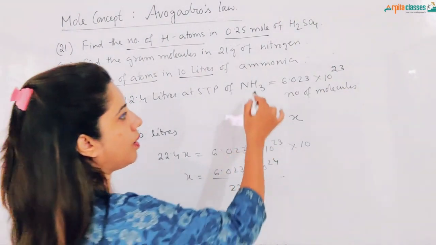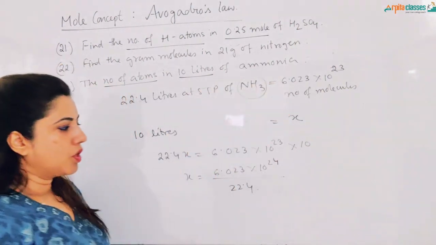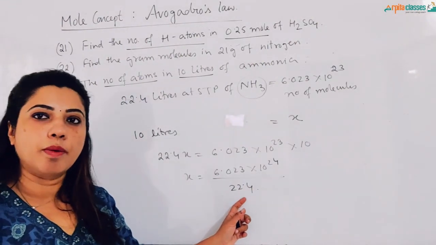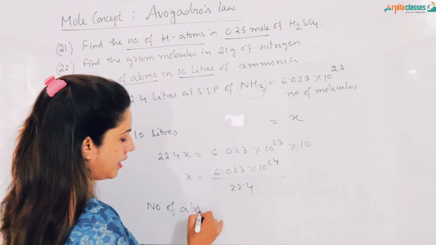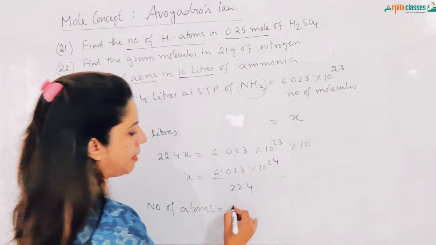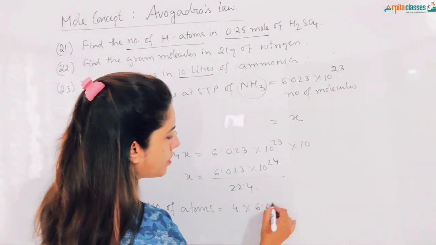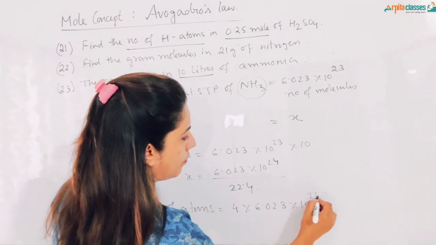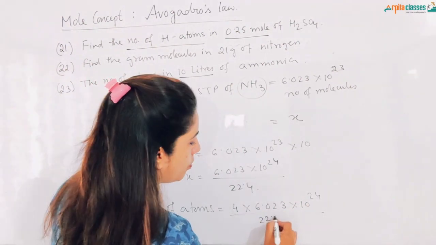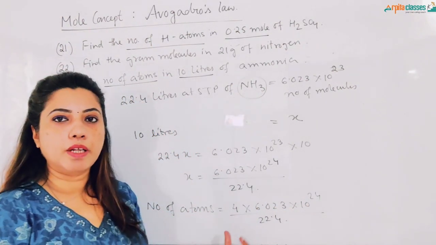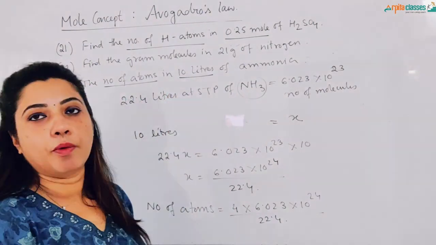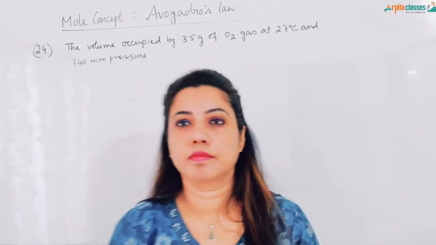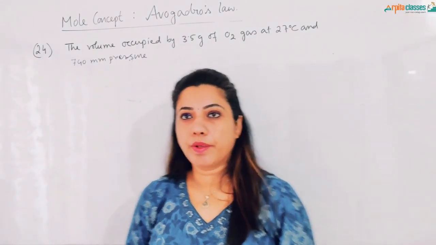Now, in one molecule of ammonia, there are 4 atoms. So, these many molecules contain how many atoms? You can just write number of atoms is equal to, we just have to multiply by 4. 4 into 6.023 into 10 raised to power 24 divided by 22.4. So when you calculate this, you get the answer, the number of atoms of ammonia present in 10 liters. Let us see the next question.